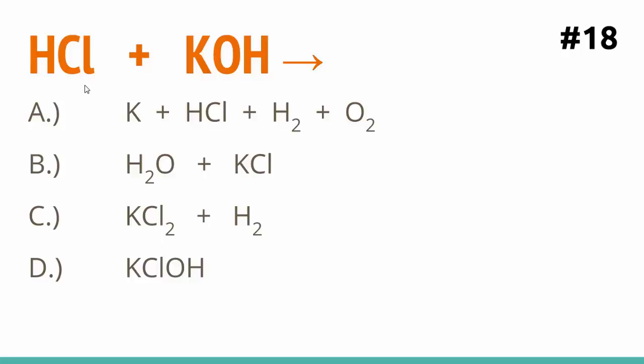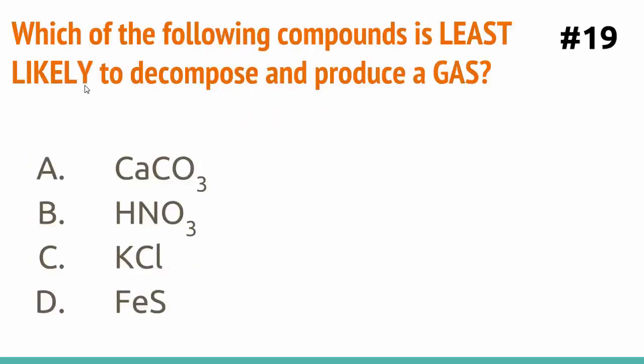So we're going to make water as our product. And right off the bat, I can find that only letter B gives me that. The only other product that I could make then would be if the potassium and the chloride got together. That gives me potassium chloride. So KCl and water, that's letter B in a double replacement reaction.